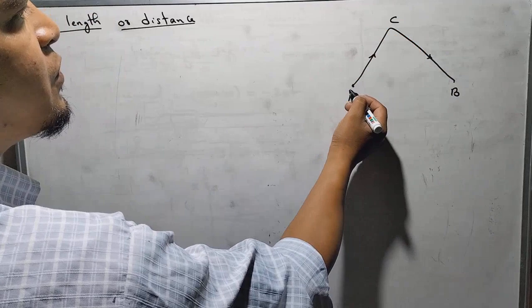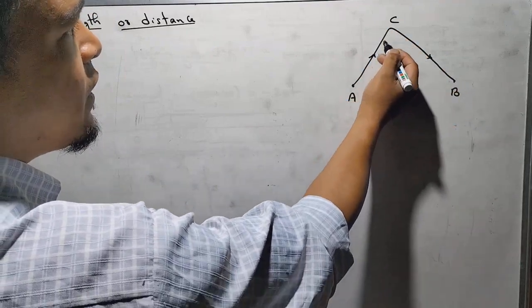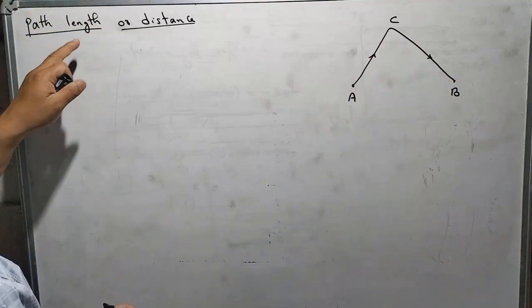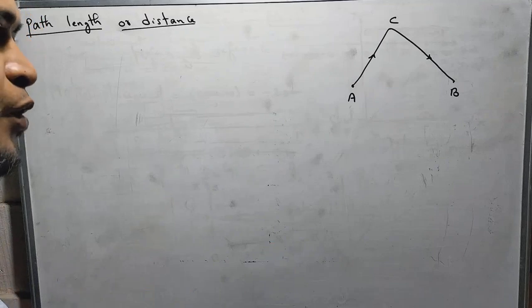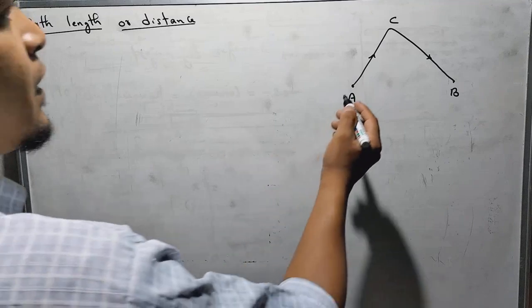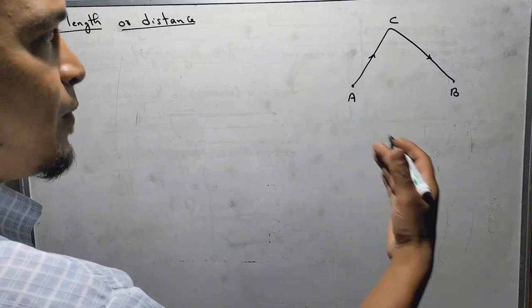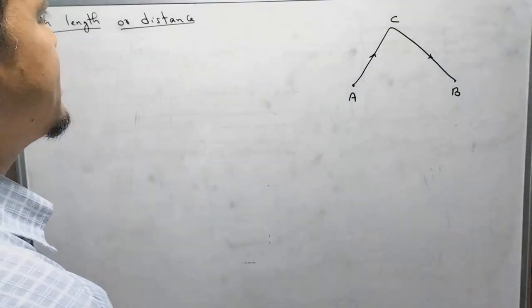that means the body is going through this point C to reach point B. Then this whole length is ACB. This whole length is known as the path length, or we can say it is the distance. So distance is the actual length of the path which is being traveled by a moving body.